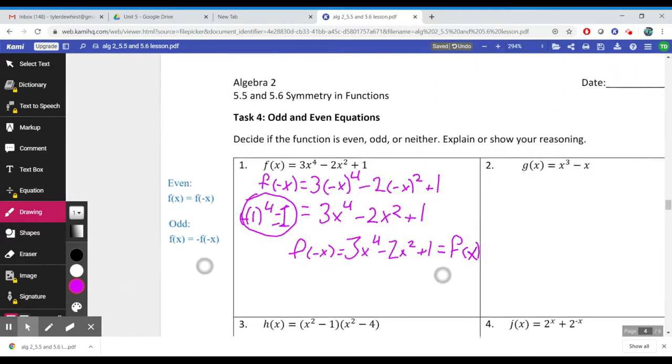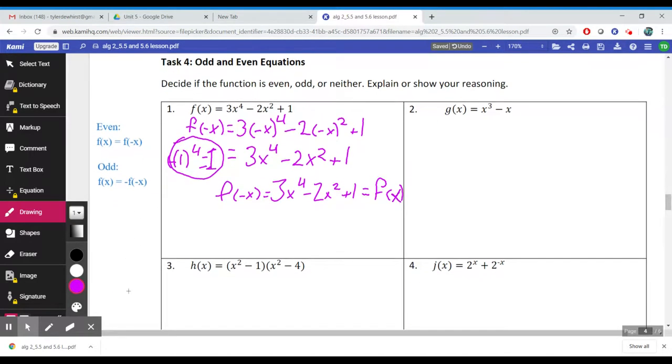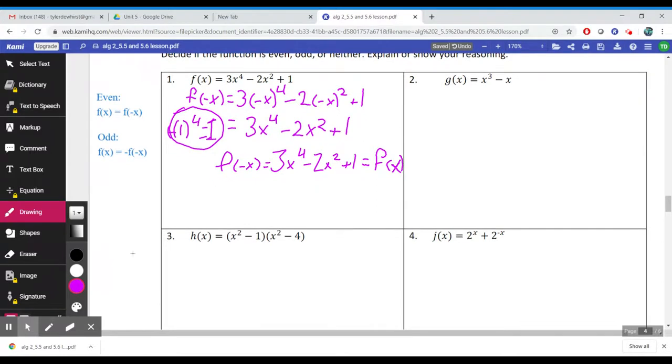So I'm going to repeat the same process on all of these and see if I end up getting something that is equal to what we started with or something where all the signs are swapped. So you guys go ahead and see if you can figure out whether any of these are even or odd. Go ahead and pause the video while you're working on that. And I'll come back to show you my work as soon as you are ready for me.